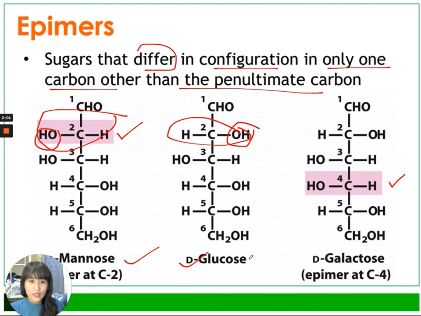On the other hand, glucose and galactose are also epimers, but you can see here that there is a difference in the configuration of carbon 4. In glucose, the hydroxyl group is on the right, while in galactose, it is on the left of carbon 4. So these are examples of epimers.